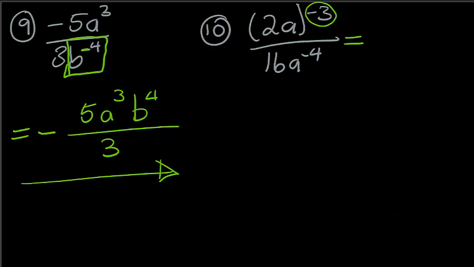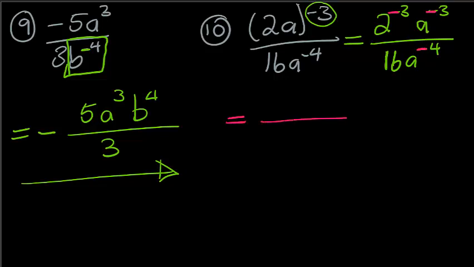I'm going to multiply it into the bracket. So I've got 2 to the power of minus 3, a to the power of minus 3 over 16, a minus 4. All right, so I've got a minus here, a minus there, and a minus there. Let's deal with the first one.